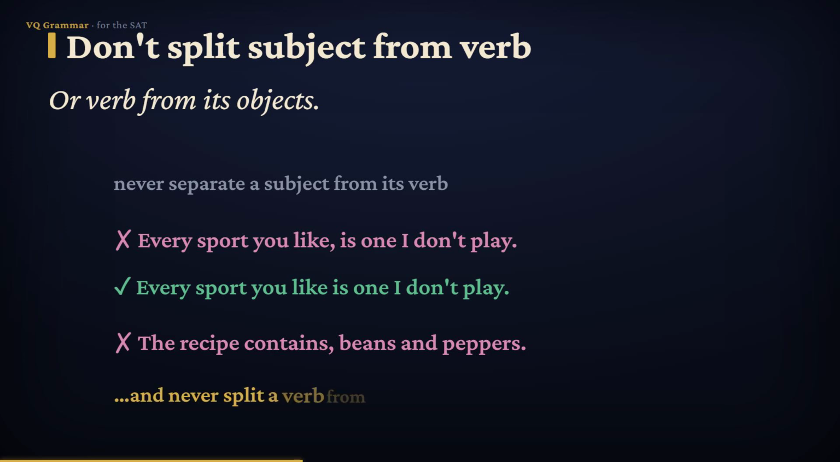Second, never put a comma between a verb and the words that complete it. The recipe contains, comma, beans and peppers. Wrong. Contains needs its objects right away. A comma there just trips the reader. Keep subject, verb, and object together.